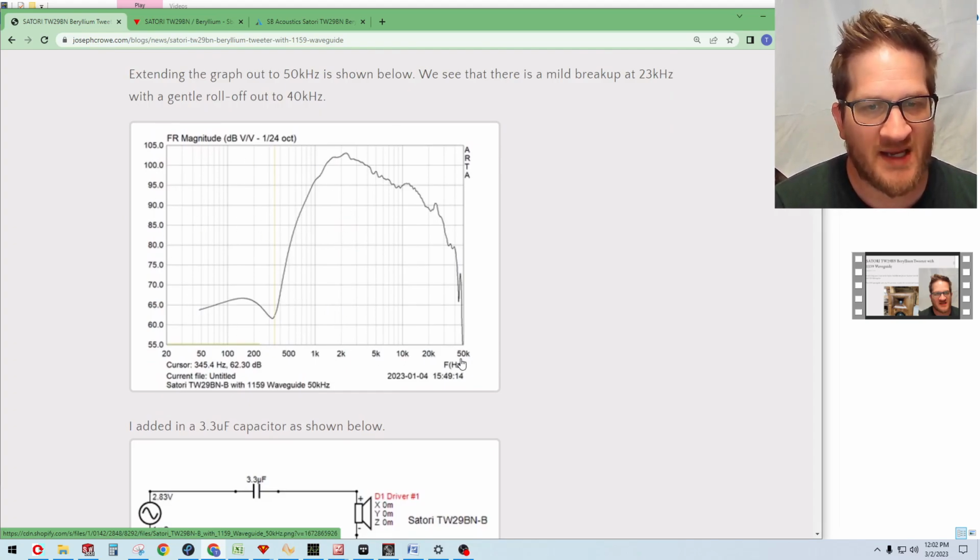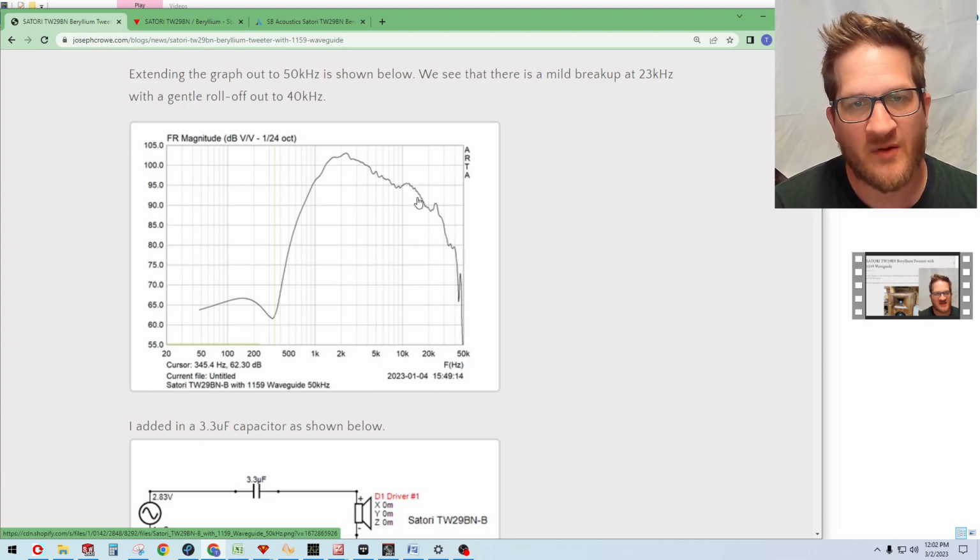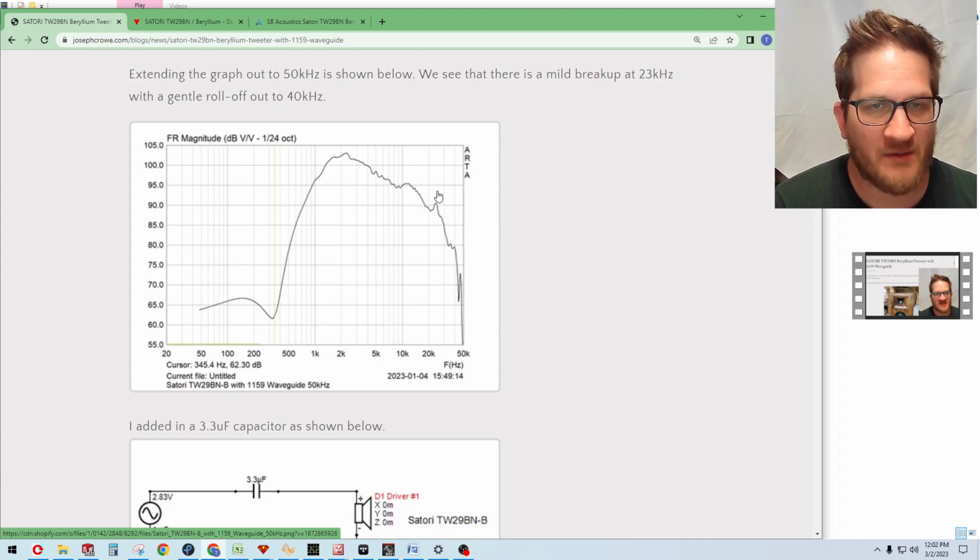But for now, let's look at what happens when we extend the response graph out to 50 kilohertz. And so we can see that the tweeter remains linear out past 30 kilohertz, where we have a breakup at around 33 kilohertz, which is pretty mild with about a 2 or 3 dB peak in the response.